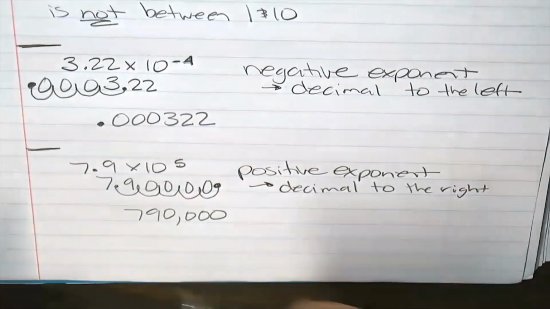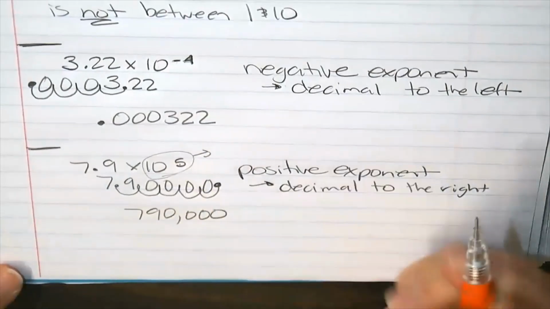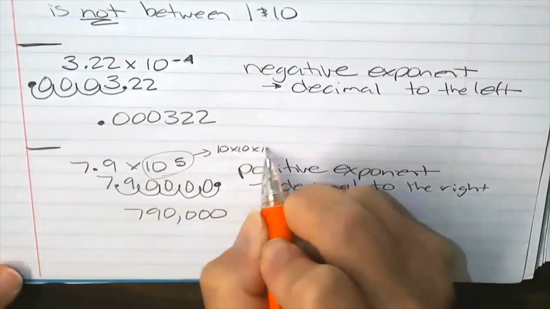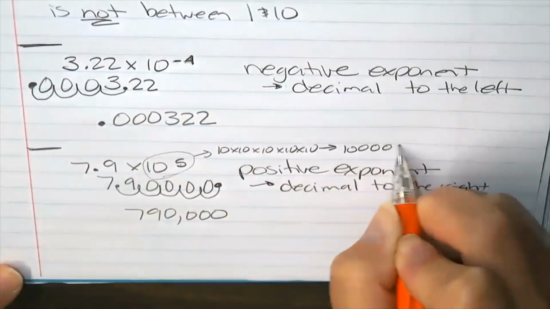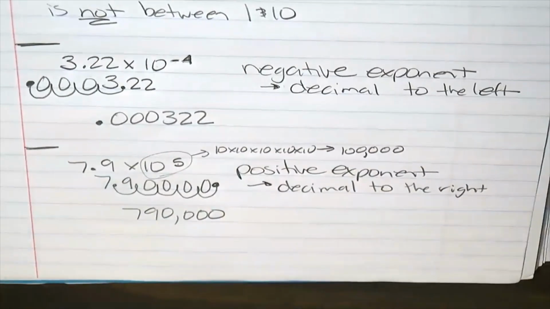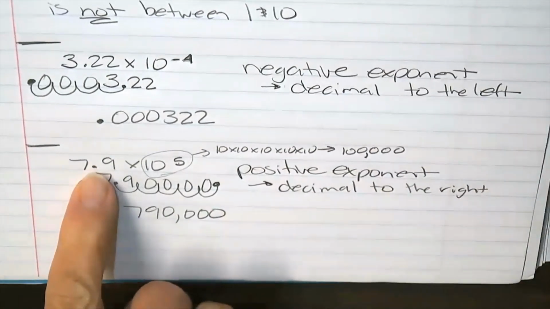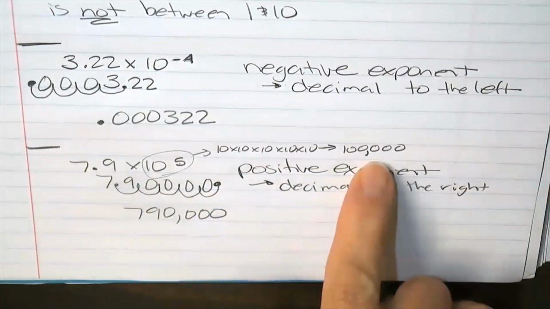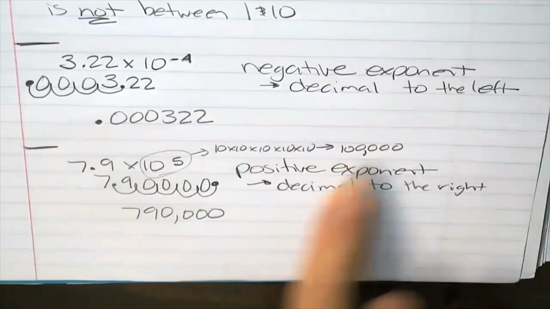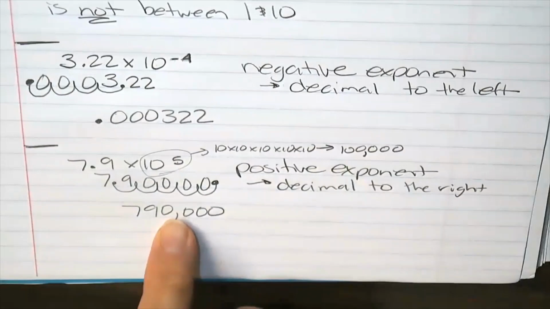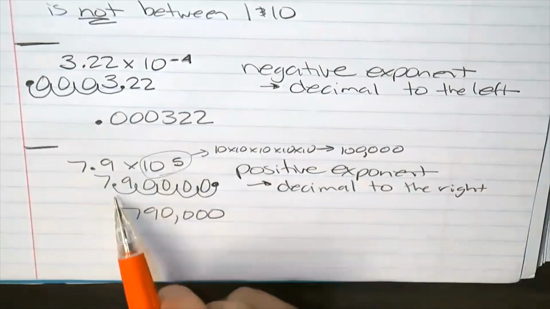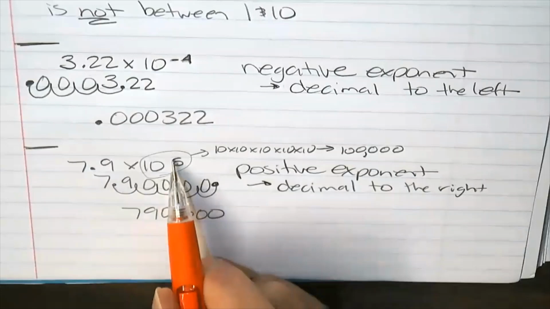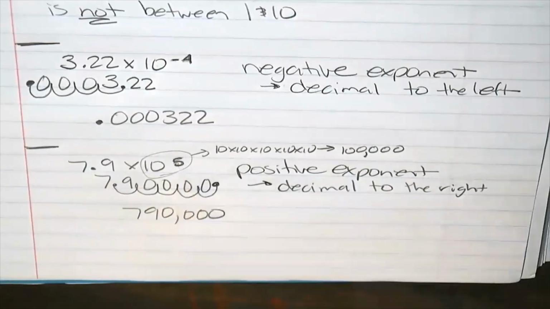And it kind of makes sense. 10 to the 5th power is 10 times 10 times 10 times 10 times 10, which is 100,000. We're multiplying 7 and 9/10 by 100,000. So my answer is 790,000. It makes sense. So to make it a little bit easier, if we have a positive exponent, our decimal moves to the right, and it moves to the right this many places.